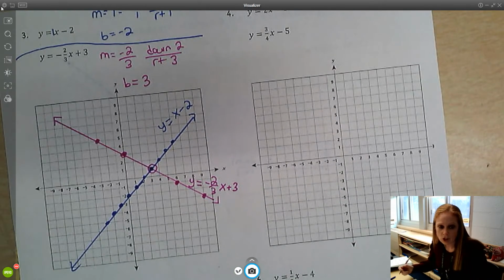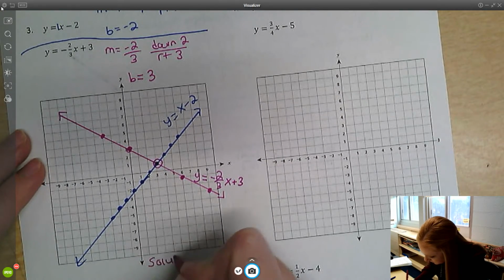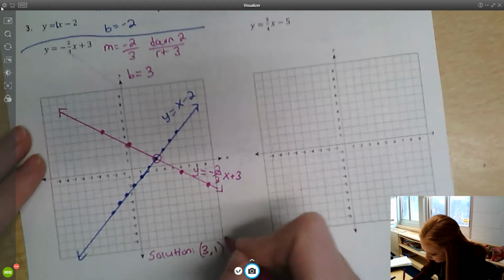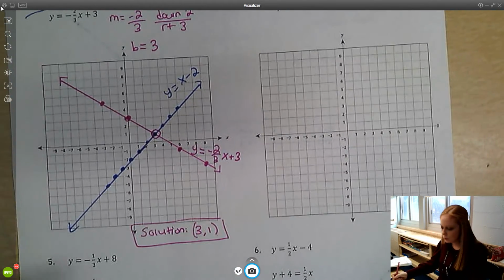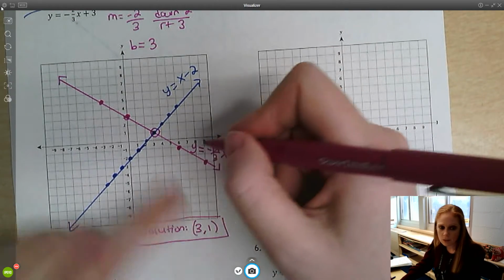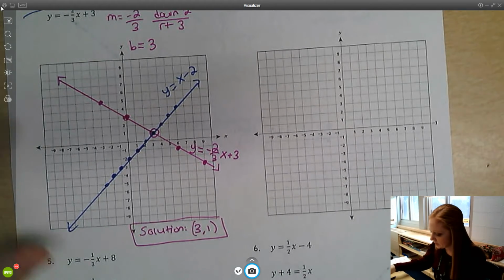Okay, and remember, you can check these. The solution is (3, 1). That's the point that both of those lines intersect at. So what that means is that if you plug in 3 for x and 1 for y into both of these equations, they will balance out and check. So that is a great way to check.